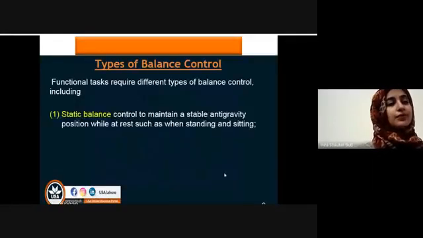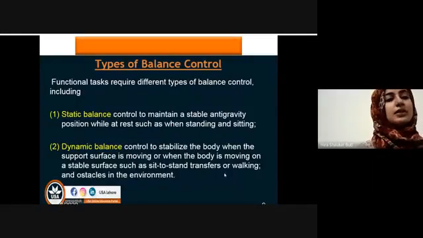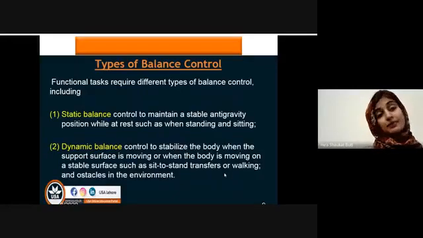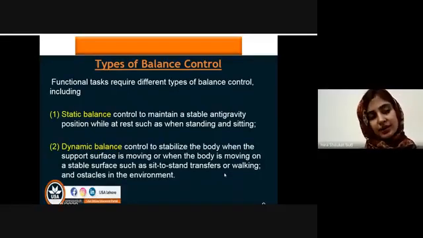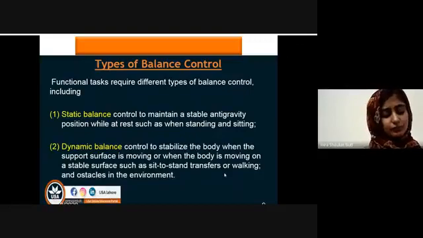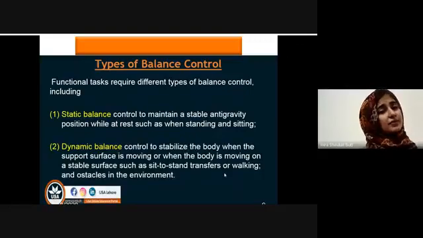Okay, so first of all, we have to see the types of balance control. Afterwards, we will discuss the impaired balance. So what are the types of balance control? There are the resting type and the movement type. These are things we have been going through since we studied physics.